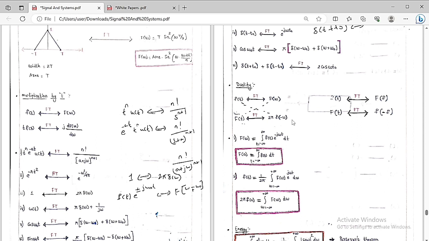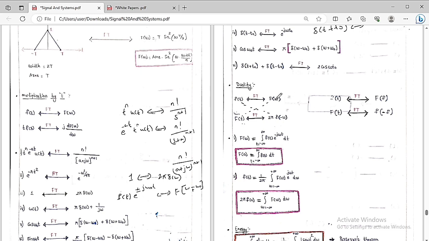Suppose the frequency domain signal, the same waveform, is in the time domain. Then what is the expression for the corresponding frequency domain that we need to figure out? Just 2 pi into f of minus omega. So for a small f of t with Fourier transform capital F of omega, capital F of t has a Fourier transform 2 pi into small f of minus omega. These points you always have to keep in mind.